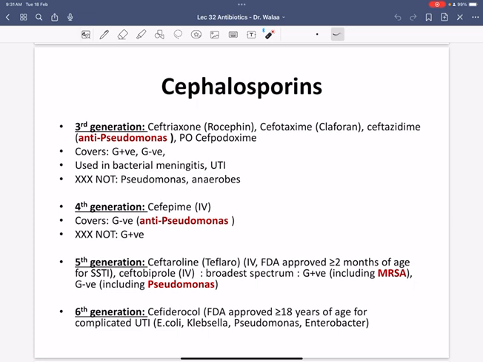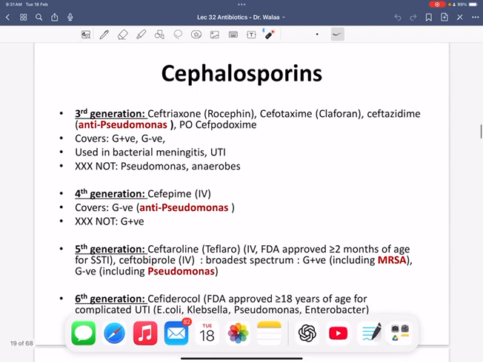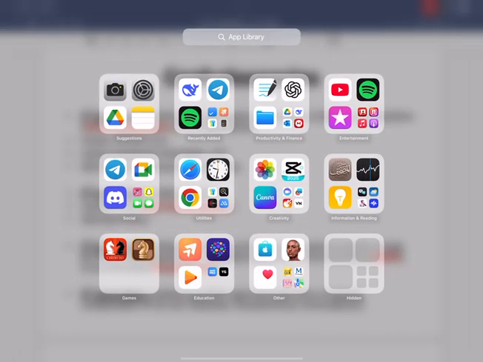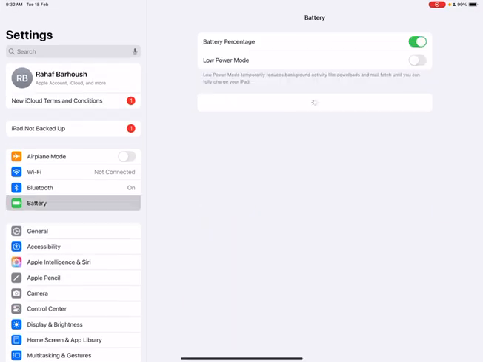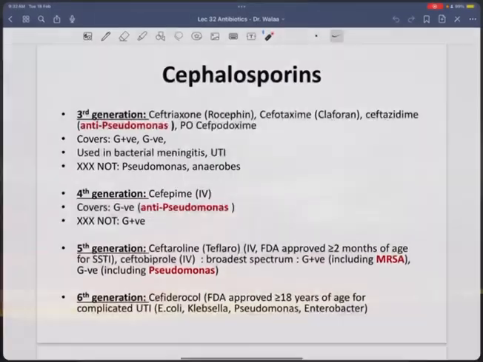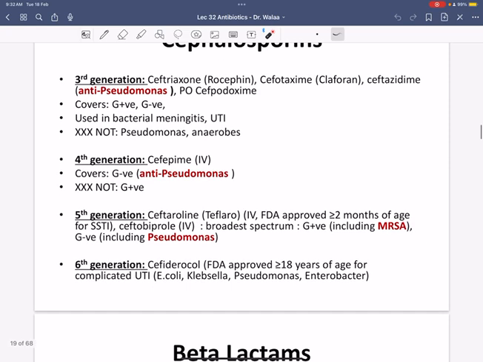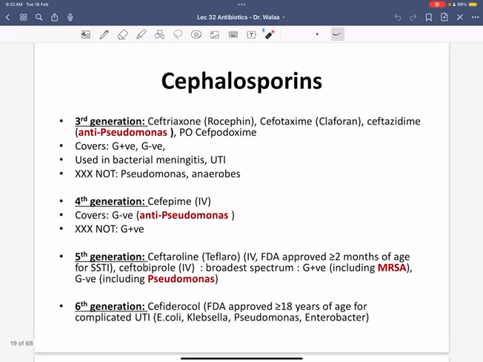Fourth generation, in specific cefepime, is anti-pseudomonal. So if you want a cephalosporin to cover Pseudomonas infection, cefepime is an excellent choice. However, it only comes in IV formulation, so the patient has to be treated as an inpatient. Fifth generation, like ceftaroline, has very broad spectrum coverage, gram-positive including methicillin-resistant Staph aureus, MRSA, and Pseudomonas aeruginosa amongst gram-negatives. Sixth generation, we don't use it commonly in pediatrics, and it has a black box warning. It's not to be used in kids below 18 years of age.